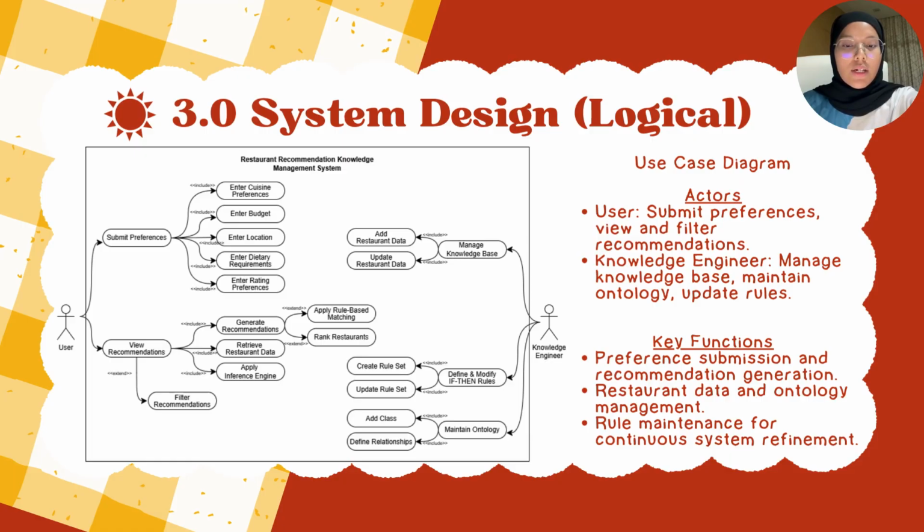Next, this use case diagram shows the two main actors in the system. The user interacts with the system by submitting preferences, viewing recommendations, and optionally filtering the recommendation results. Meanwhile, the knowledge engineer is responsible for maintaining the system by managing the knowledge base and updating restaurant information, maintaining the ontology, and defining or modifying if-then rules.